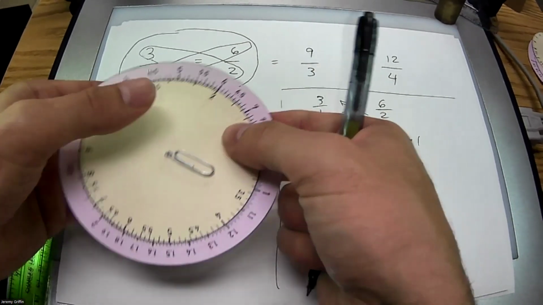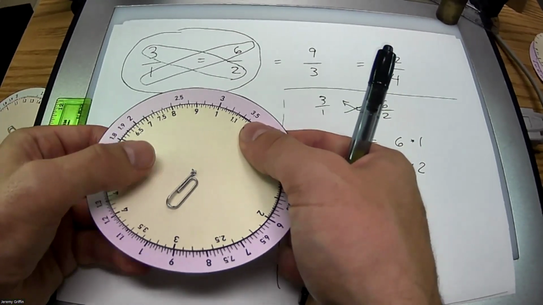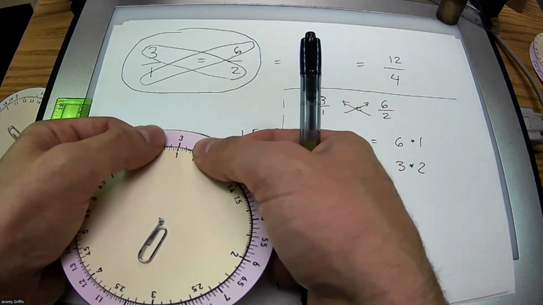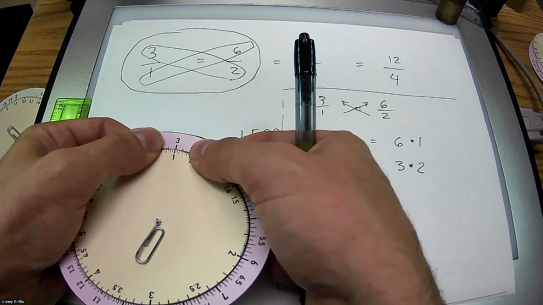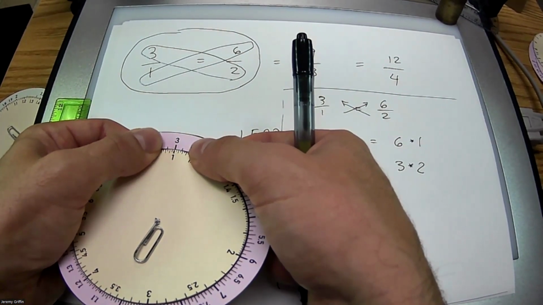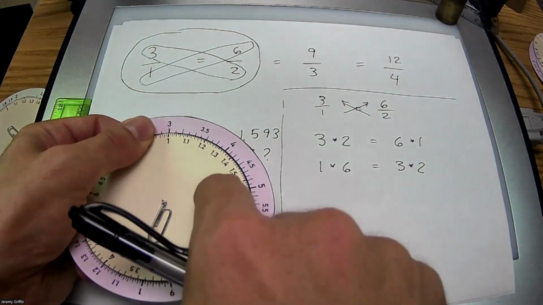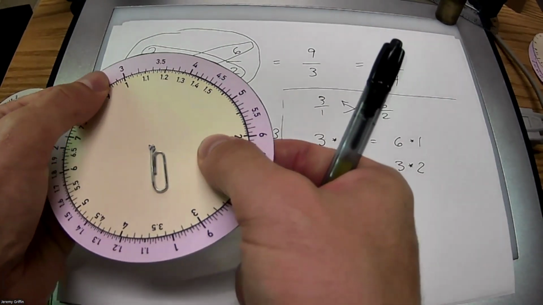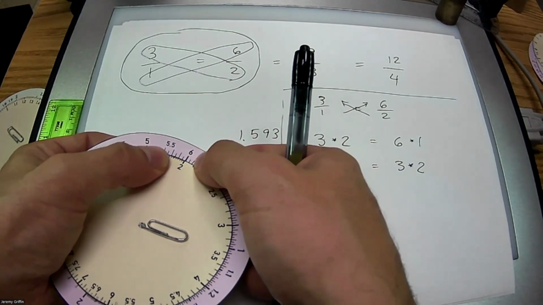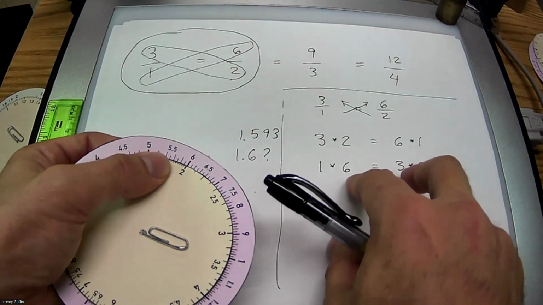Let me say that again. So I want to multiply 3 times 2. So I line the inside 1 to the outside 3. So now I can multiply anything by 3. 3 times what? How about 3 times 2? So go on the inside track and look for the number 2. And that will point to the answer. And the answer is, in this case, 6.